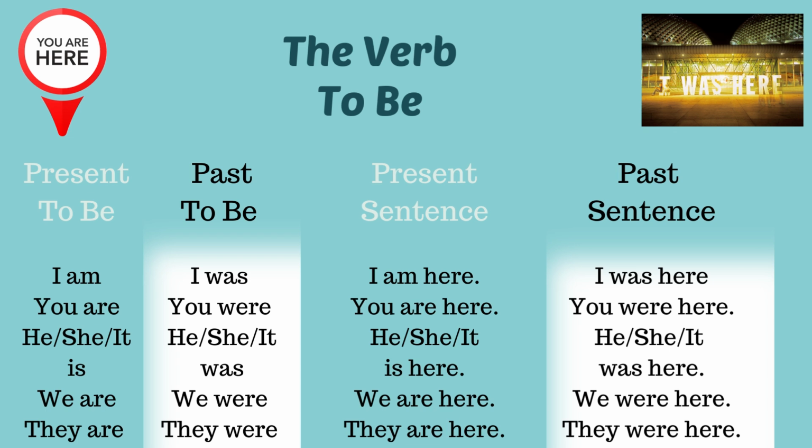The present form of the verb to be, I am. Past, I was. Present sentence, I am here. Past sentence, I was here. You are, you were, you are here, you were here. She is, he is, it is, she was, he was, it was. She, he, it is here. He, she, it was here.